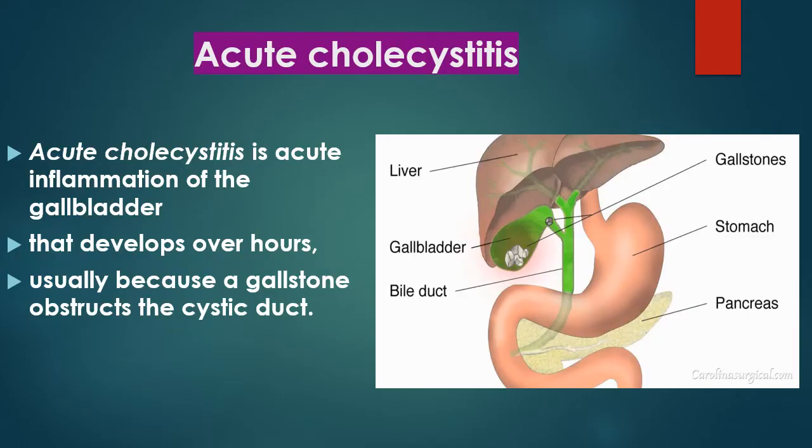What is acute cholecystitis? Acute cholecystitis is the acute inflammation of the gallbladder that develops within hours and is most commonly due to a gallstone obstructing the cystic duct. This is the gallbladder with the cystic duct here. It contains gallstones, and these gallstones block the cystic duct. As a result, the gallbladder becomes acutely inflamed, and that is acute cholecystitis.